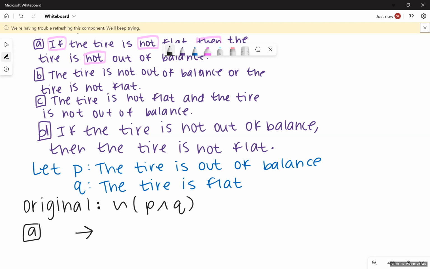It starts with not flat. Flat is Q, so not flat is not Q. And then after the word then, it says not out of balance. Out of balance is P, so not P.